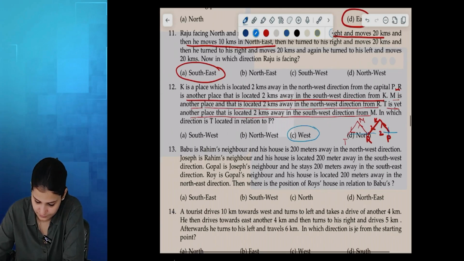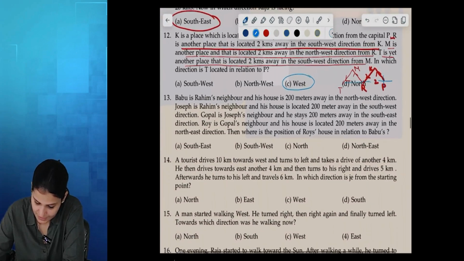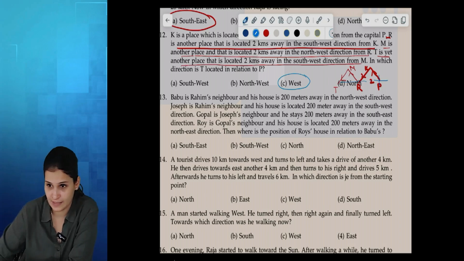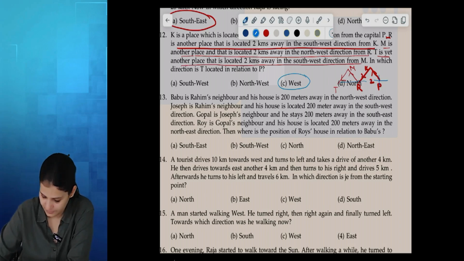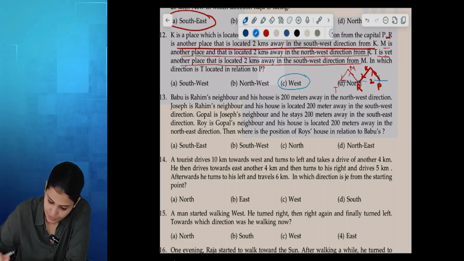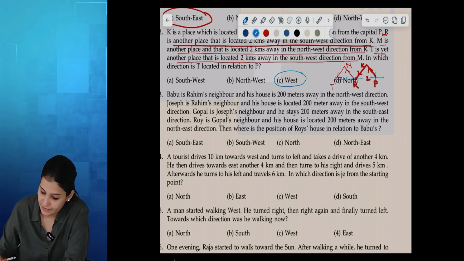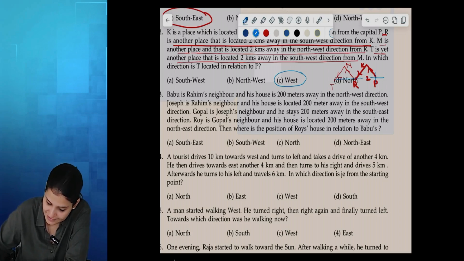Yes, ma'am. 13. Southeast. This question I've seen very commonly in the exam. Let's see. Babu is Rahim's neighbor and his house is 200 meters away in the northwest direction. So this is Rahim, northwest direction. This is Babu's house.